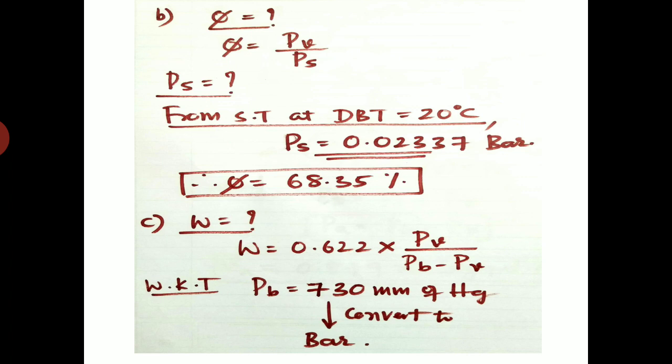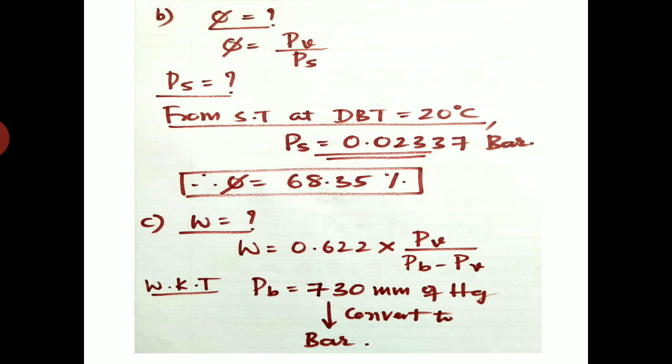Second bit, relative humidity phi is equal to PV by PS. PV is already known, PS we have to find. Corresponding to the dry bulb temperature of 20 degrees Celsius, we refer to the temperature basis table. PS is equal to 0.02337 bar. So directly we will get phi is equal to 68.35%.